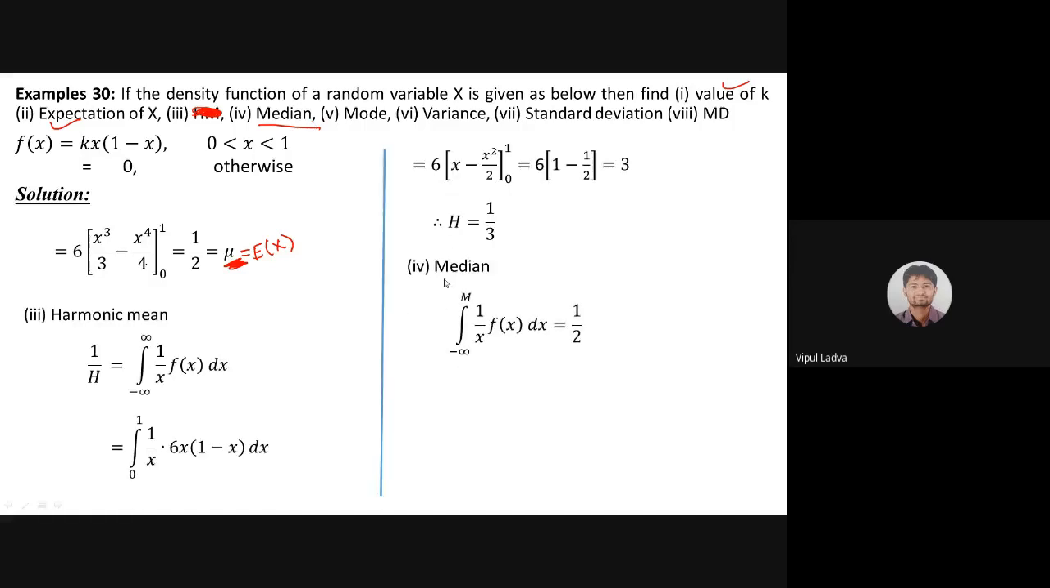Yes. Focus over the median. How to identify the median? Now, what was the definition? Median is one of the points which divides the entire distribution into two equal parts. We're interested to find one of the values of x which divides the entire distribution into two parts.